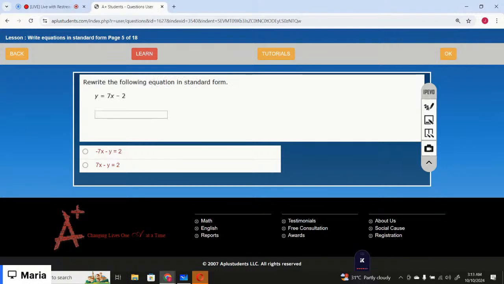Rewrite the following equation in standard form. So y equals 7x minus 2, which is the correct option? The correct option is option number 2, that is 7x minus y equals 2.